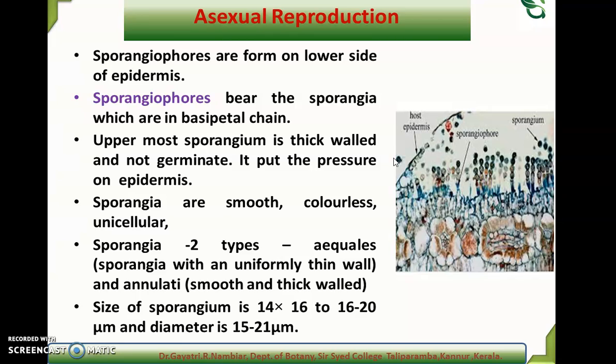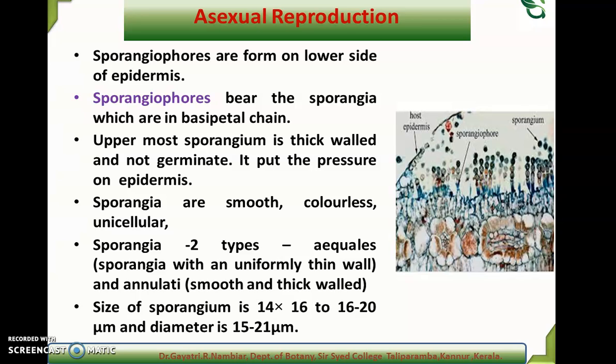Dealing with asexual reproduction, the sporangiophores are formed on the lower side of the epidermis and the sporangiophores bear the sporangia, which are basipetal in nature. So this is the sporangiophore and it bears the sporangia which are basipetal, and this is the host epidermis. The uppermost sporangium is thick-walled and will not germinate easily, and it puts pressure on the epidermis, so the epidermis bursts open and the sporangia are liberated.